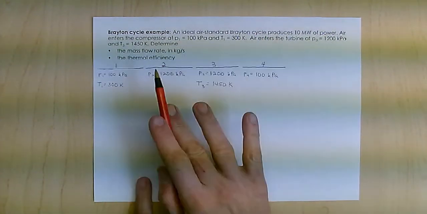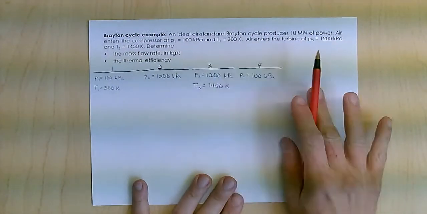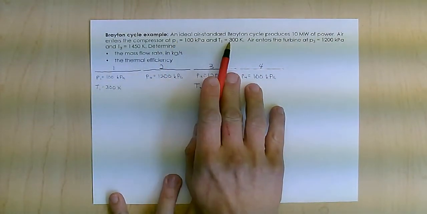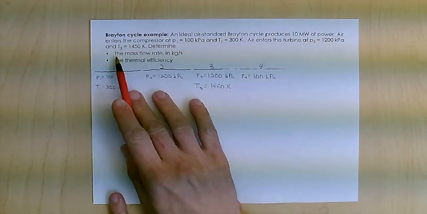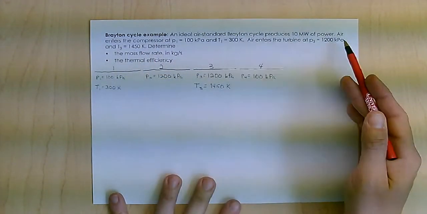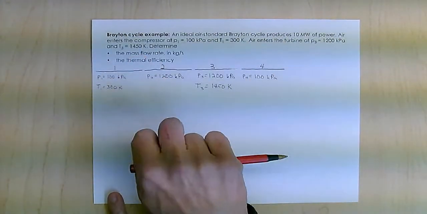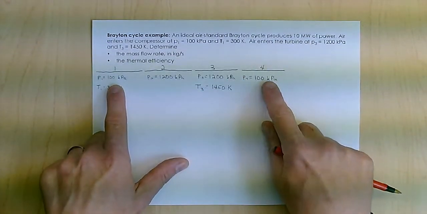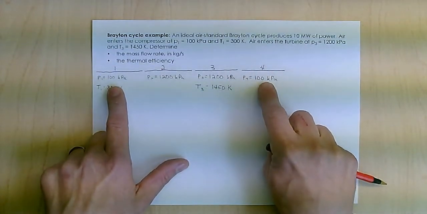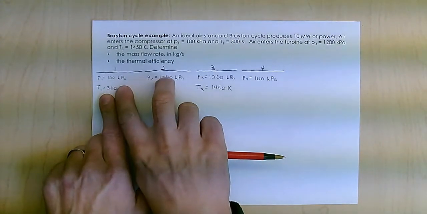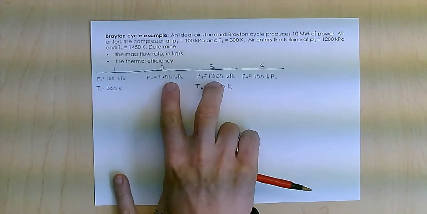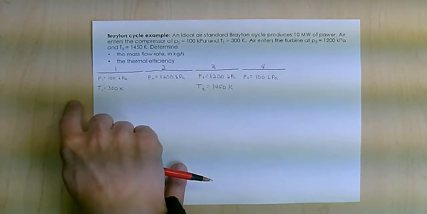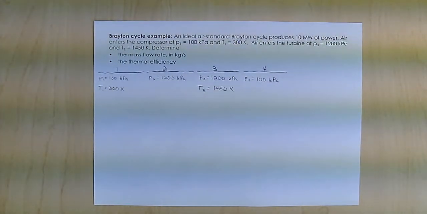Okay, here we have an ideal Brayton cycle, so no irreversibilities, 10 megawatts. P1 and T1 are given, P3 and T3. So this is going into the compressor, going into the turbine. Remember that the heat exchanger has constant pressure, and the Q out has to occur at constant pressure as well. So 1 to 2 is the compressor, then the heat exchanger, turbine, and then we have Q out going from 4 to 1.